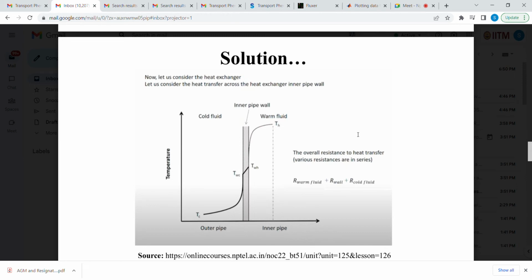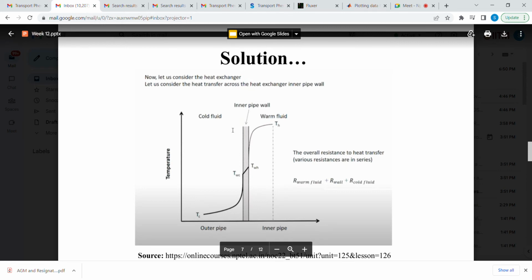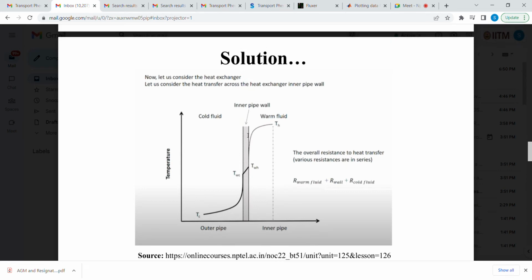Now, let us consider the heat exchanger itself. Let's consider the heat transfer across the heat exchanger inner pipe wall. So basically, this is the warm fluid, this is the cold fluid, this is the inner pipe wall. Every wall has a wall thickness, right? So basically the warm fluid is at a temperature TH, and at this point where conduction occurs between the thickness of the wall, the wall temperature is TWH, and then the cold fluid's temperature is also something like this, basically TC and TWC respectively.